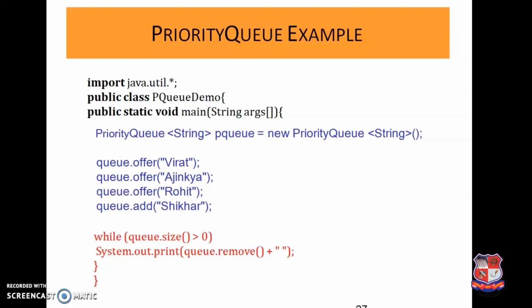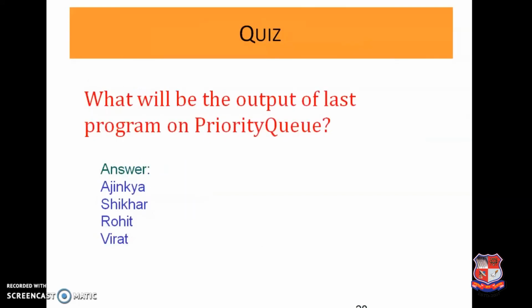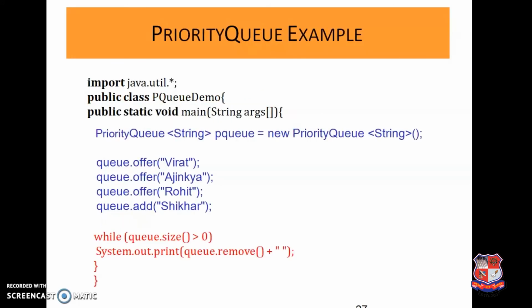So in the reflection queue quiz, the question is, what will be the output of the last program on PriorityQueue? And the answer this time I am giving, it will be Ajink, Shikhar, Rohit, Virat. And you can realize that Virat is inserted first, but it is not printed first.